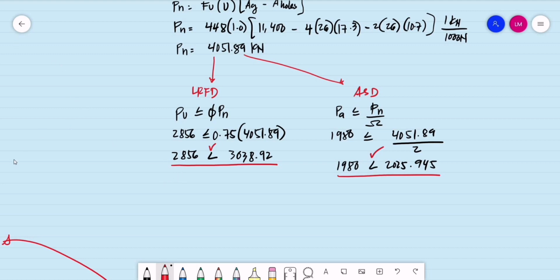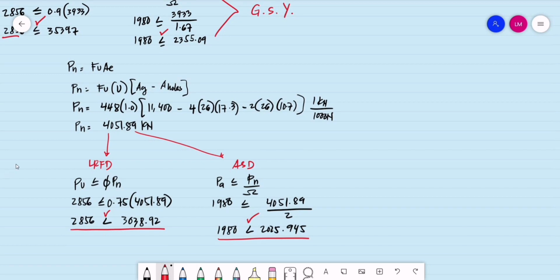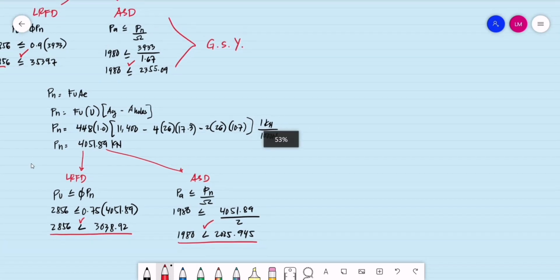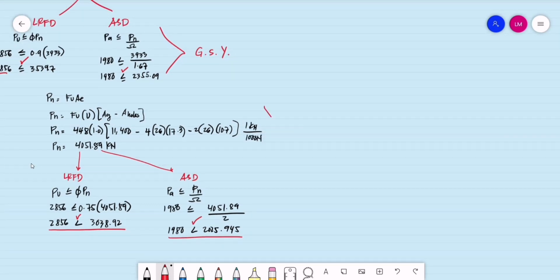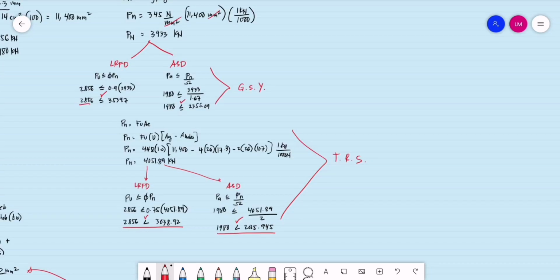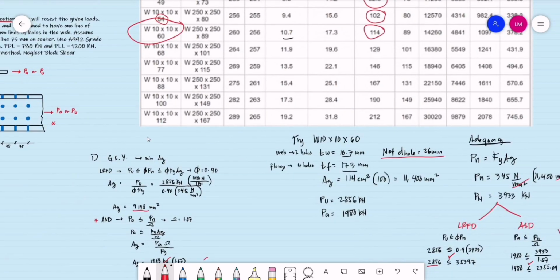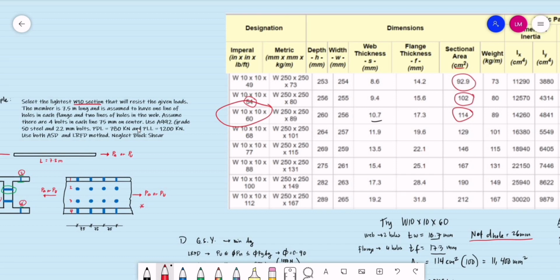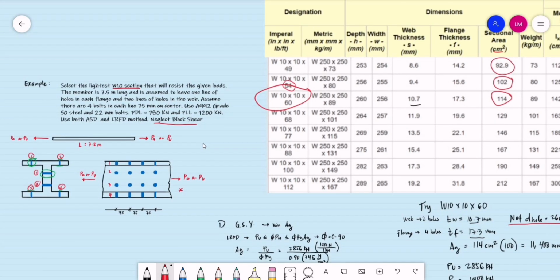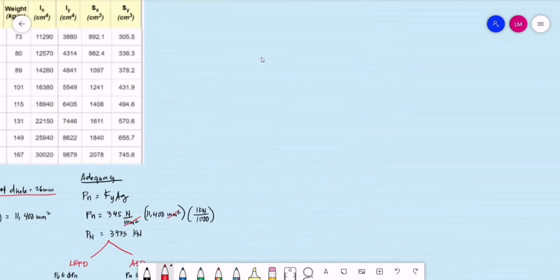So again, that is after GSY, we are able to check its adequacy under the tensile rupture strength. But for this problem, we are to neglect this consideration, block shear. But for cases such as a very long member, for example 7.5 meters, we need to check its stability against buckling.